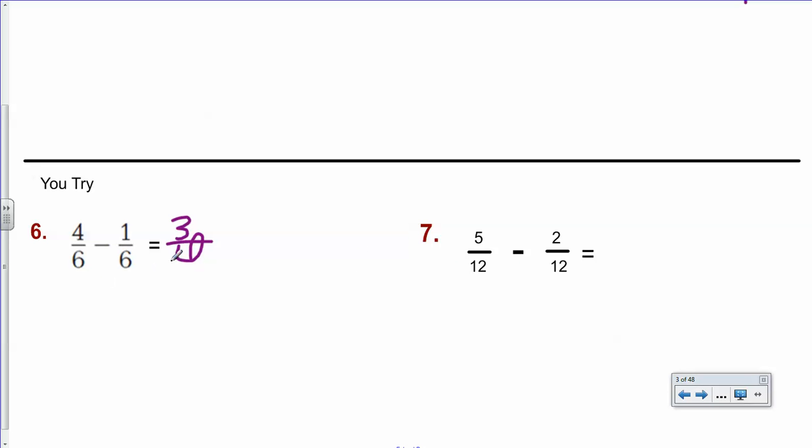All right, so we see our common denominator is 6. 4 minus 1 is 3. I know that 3 out of 6 is equal to 1/2 in simplest form. Common denominator of 12. 5 minus 2 is 3. Greatest common factor is 3, so I divide by 3. And I'm going to end up with 1/4 in simplest form. Okay?